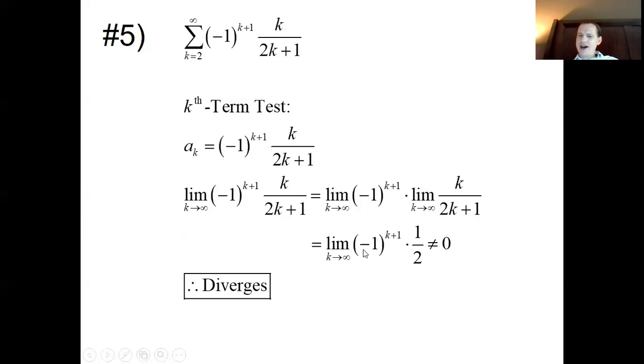Now, a half times this, and I don't care how far you go out in the k's, -1 to a power is going to be 1 or -1. So way out there, the terms are either going to look like positive a half or negative half, as I already said. That is not zero. The terms don't go to zero. They either go to a half or negative half eventually. So right off the bat, with the kth term test, boom, this thing diverges and we're done with it.